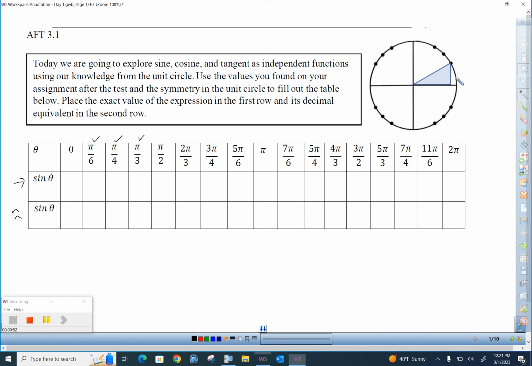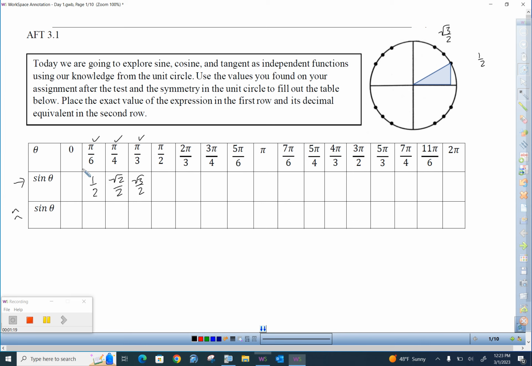Sine of a 30-degree triangle is 1/2. Okay, and then our second one was the 45, and that was square root of 2 over 2. And then the 60-degree triangle has the longer sine value. That's our square root of 3 over 2.